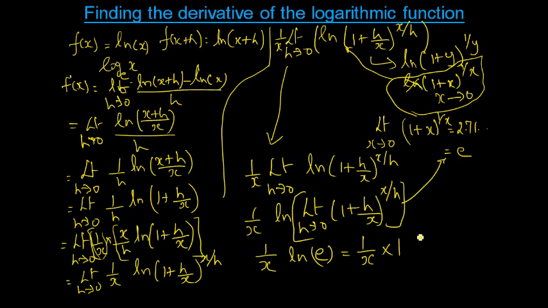So what we have found here is that the derivative of the logarithmic function is 1 over x. Remember, this is only for the natural logarithm. It's not for any other base.